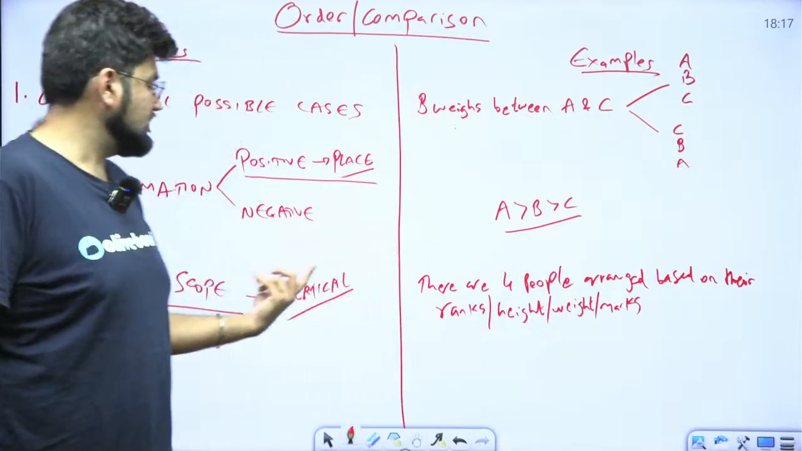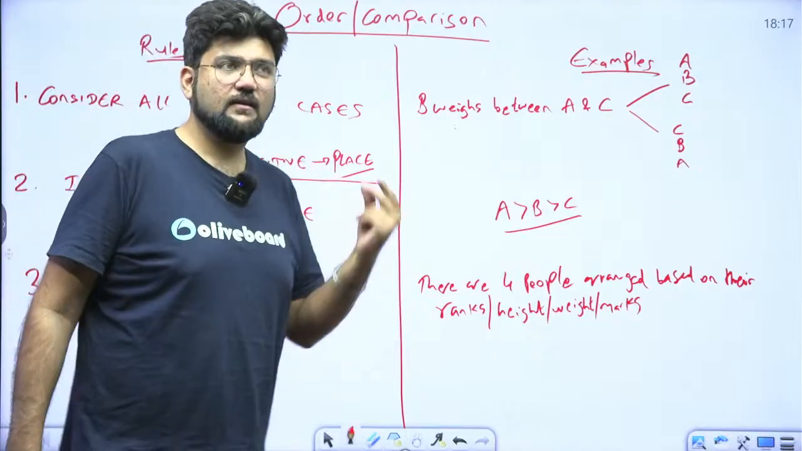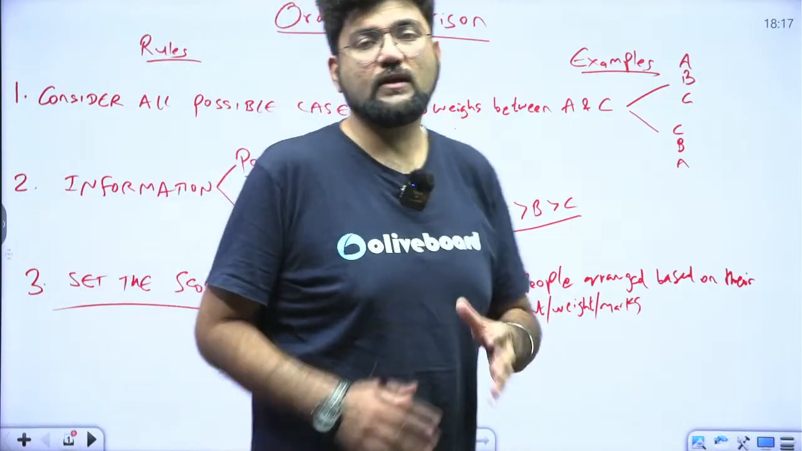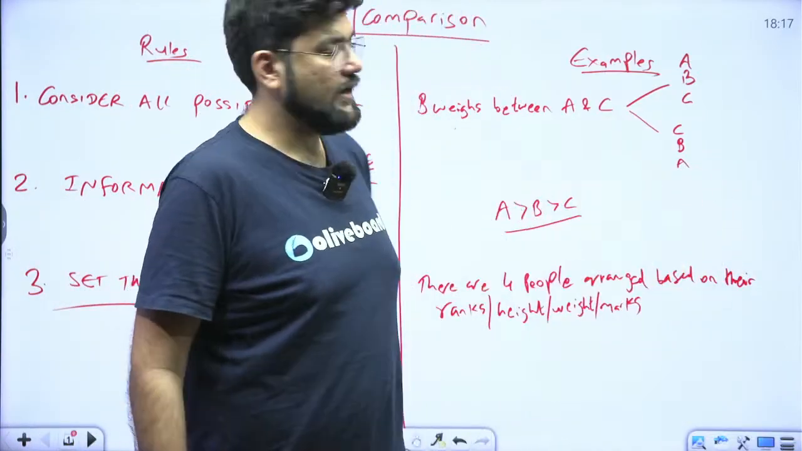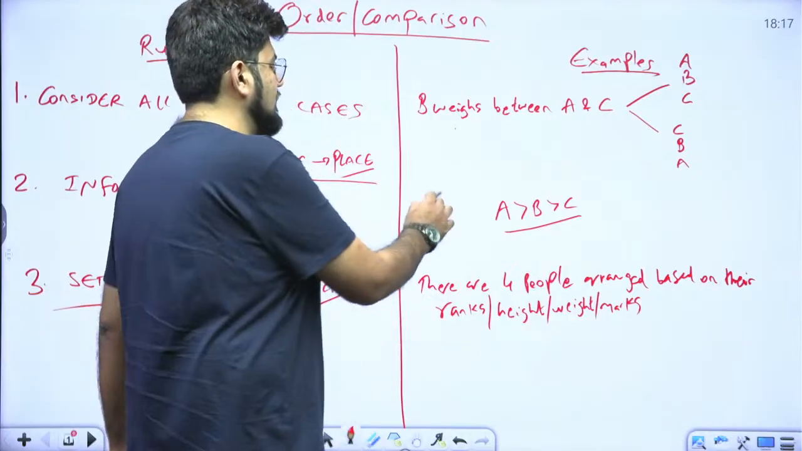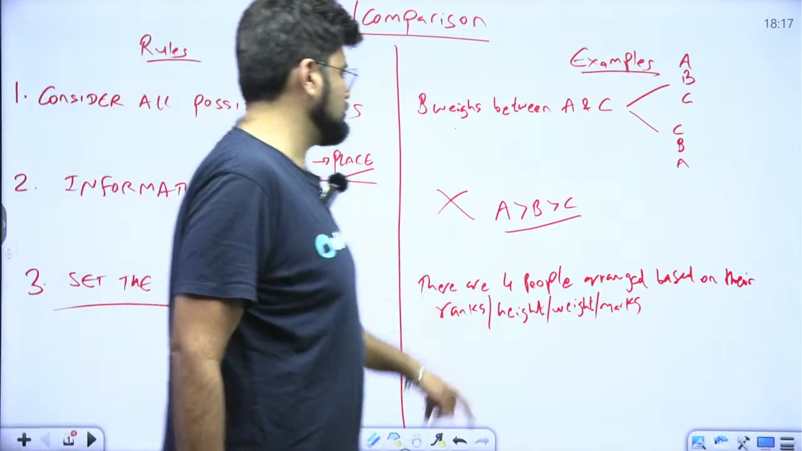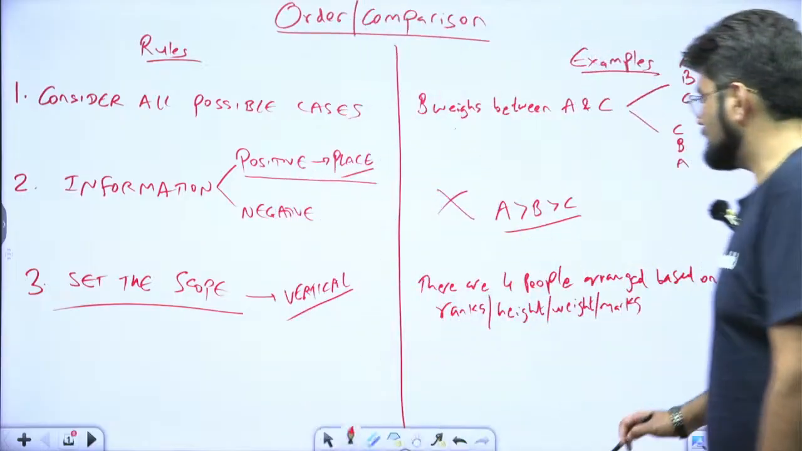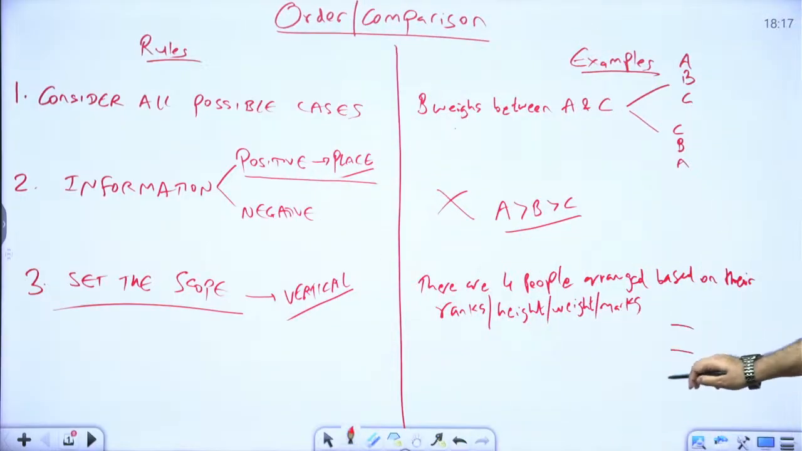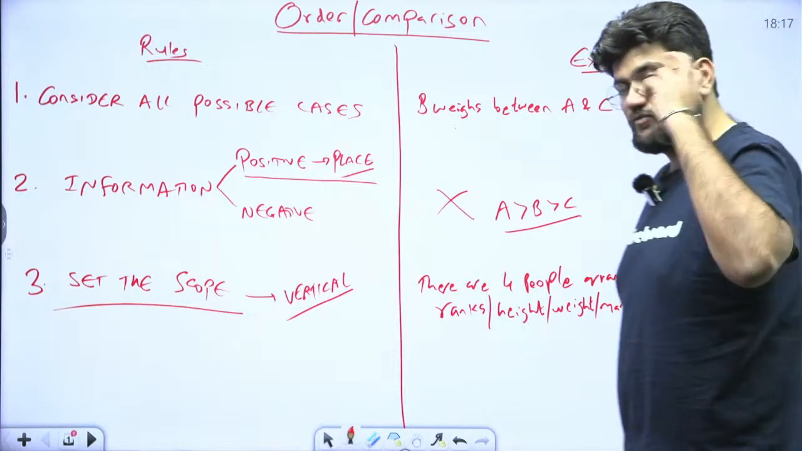Whereas if you arrange the scope in a vertical manner, it will be visible to you right away without having to calculate further. What do I mean by vertical manner? I mean that if I'm talking about 4 people who are arranged based on their ranks, height, weight or marks, I will draw those 4 people like this. Why? Because I know that whatever is higher, heavier, with more marks, with more value, with more capacity will be here, and whatever will be less will be here. That is how my brain is going to comprehend.